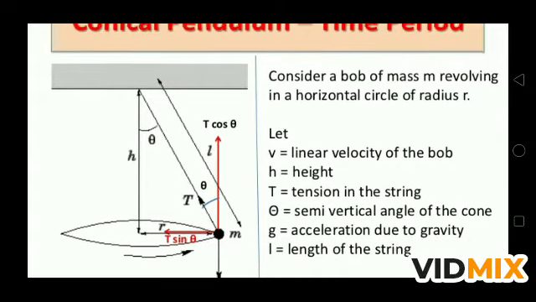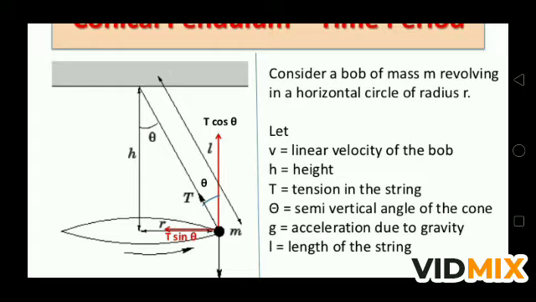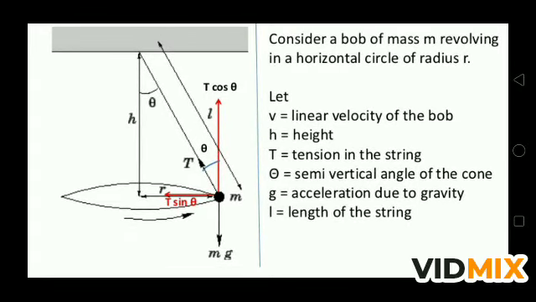If you see the first diagram, the pendulum is attached to a support and at a certain time it is moving on a horizontal circle, making angle theta with the vertical, and the mass of the bob is m. The tension in the string is T during the horizontal circle, and if you resolve T into two components, the vertical component is T cos theta and the horizontal component is T sin theta.